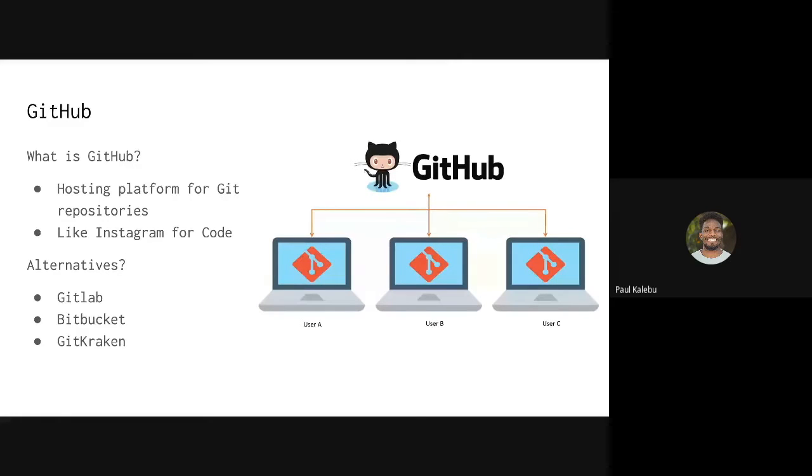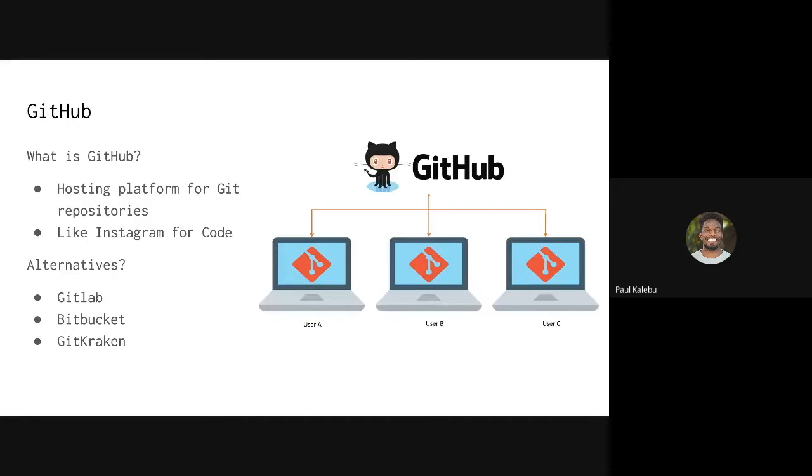And there's alternatives to GitHub as well. People use various other tools, other platforms. So one of them is GitLab, and then you have Bitbucket. GitKraken is another one as well. So you're not really limited to GitHub, but it's one of the most popular ones, especially for open source projects.